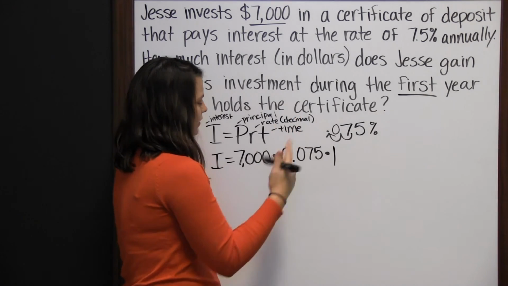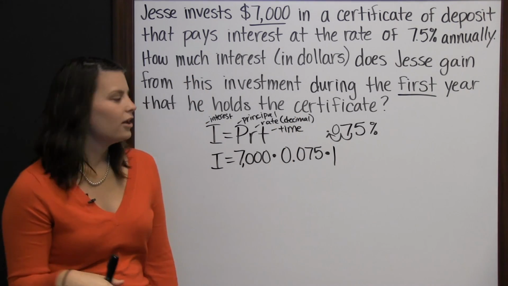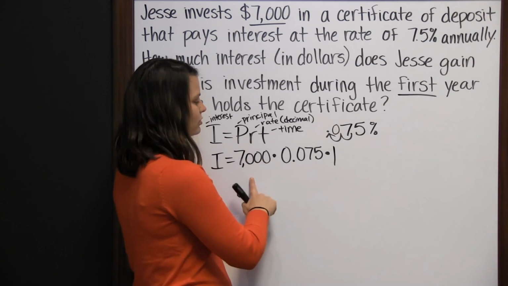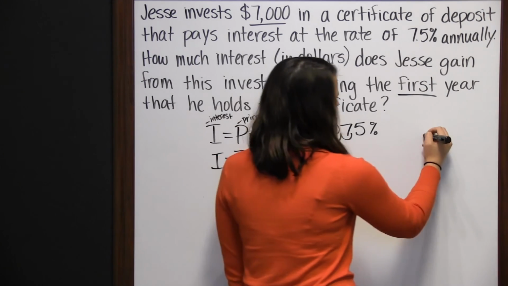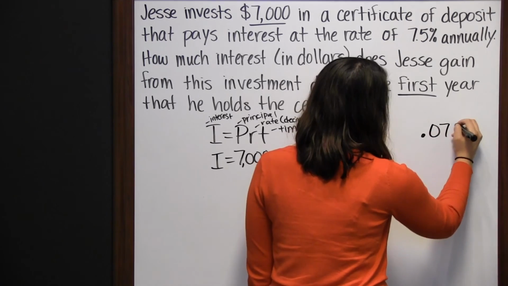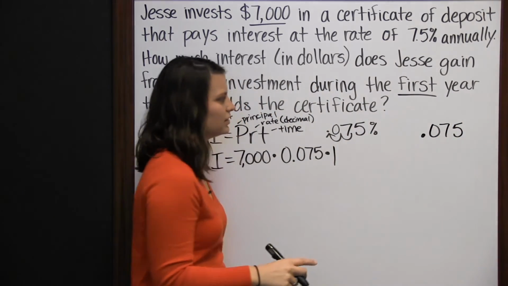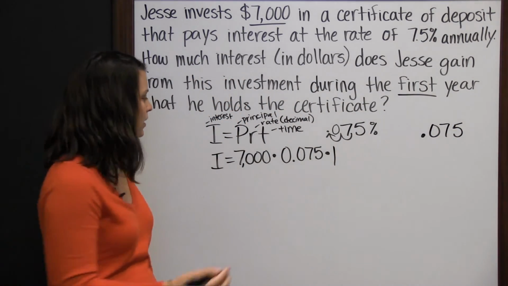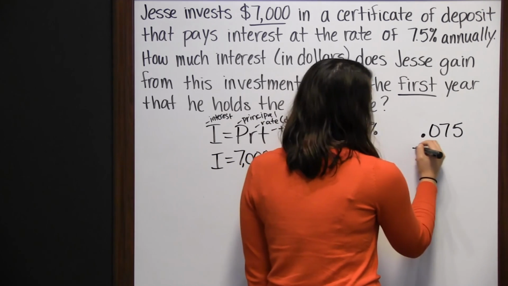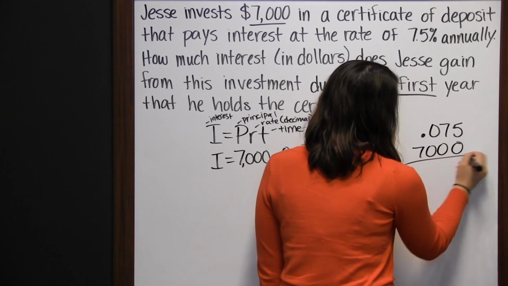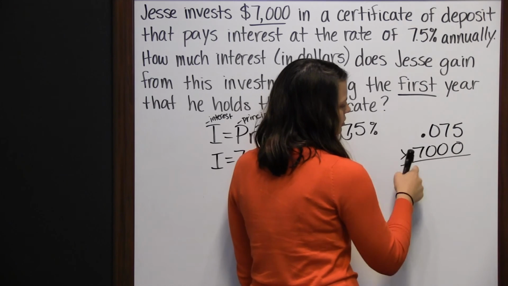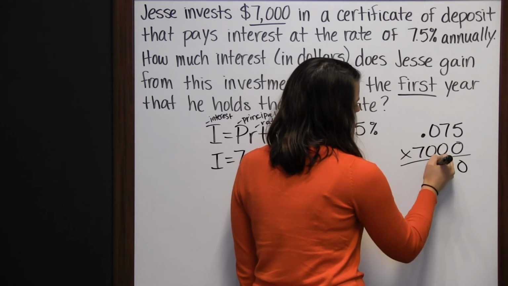So 1 times anything is just that, so I can really kind of ignore that. So I just need to multiply these two numbers together. So I have this 75 thousandths, and I'm going to put it on top because it's very easy to multiply times 7,000, since the first thing I'm going to do is just write down those 3 zeros.